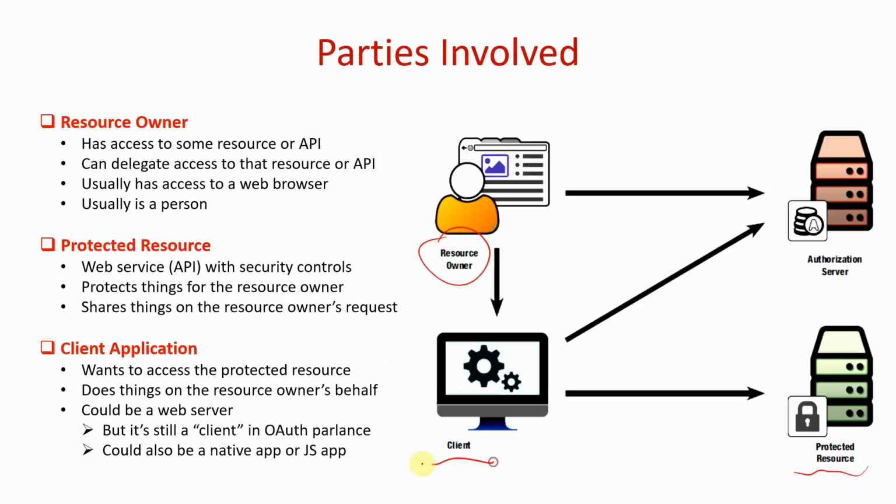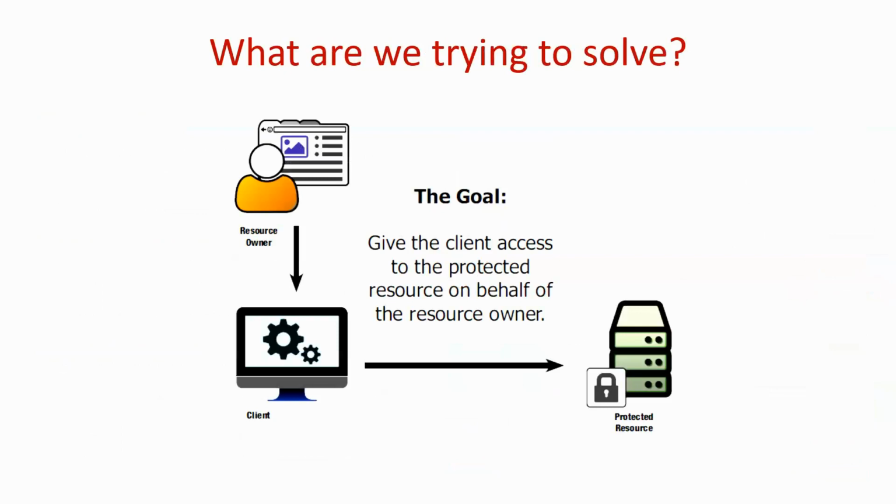Then there is the client application, and the client application wants to access this protected resource. It wants to gain access to the protected resource that belongs to a different system completely, and it wants the resource owner to be able to provide it with access to this protected resource. Then there is the authorization server that will actually allow these parties to gain the necessary access in this case.